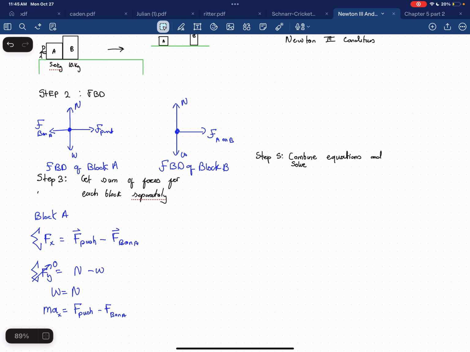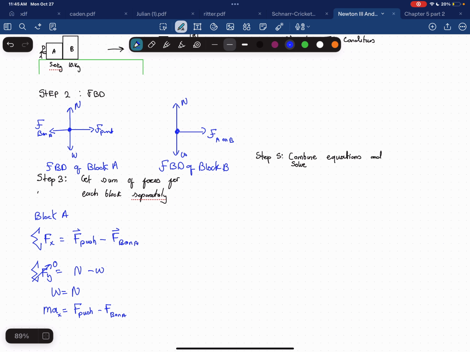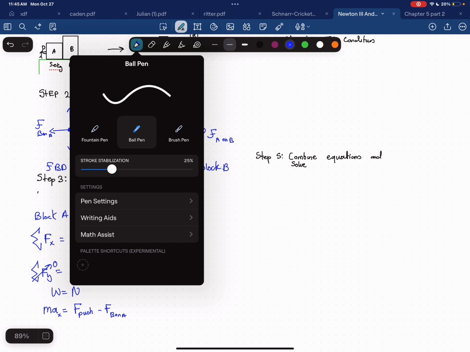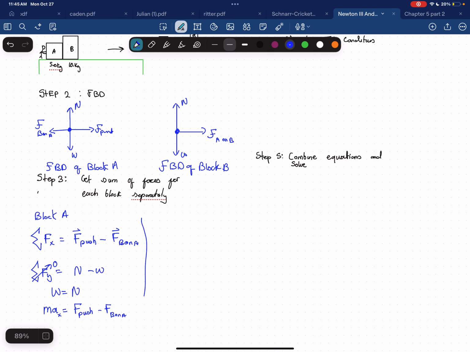So now we've analyzed block A. Let's analyze block B. Block B, F in the x direction, then F in the y direction.